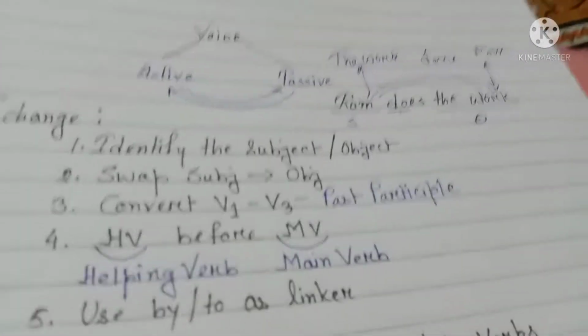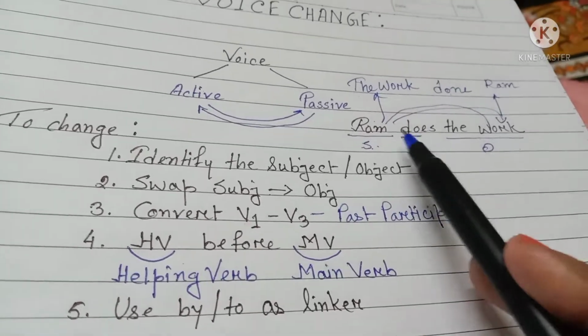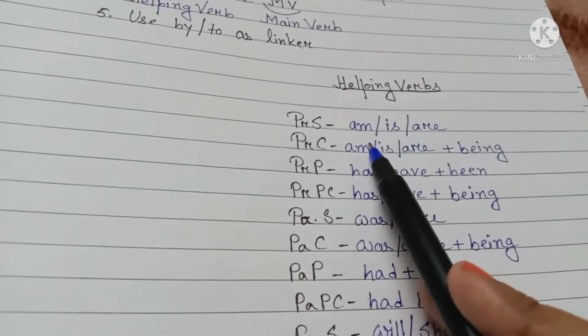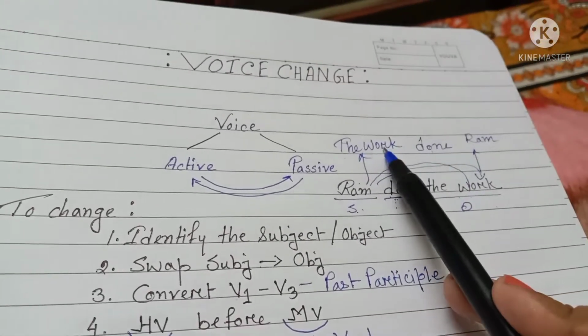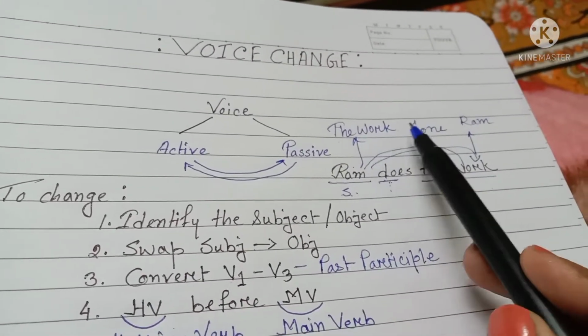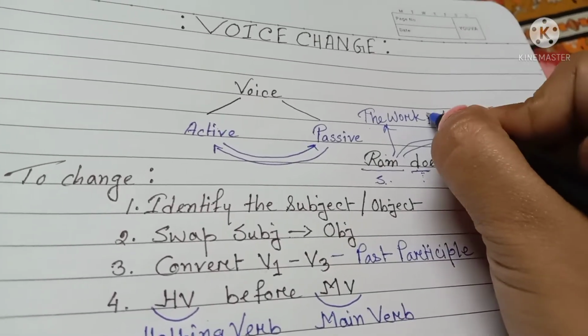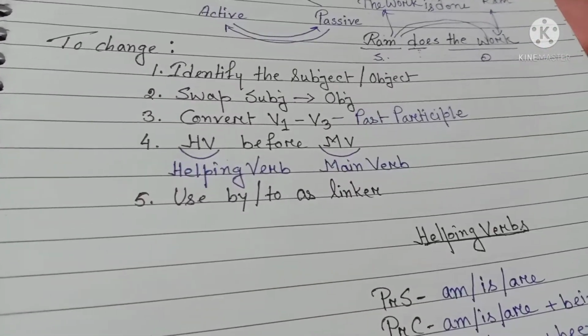Now let's see in which tense this particular sentence is. This sentence is in present simple tense. So for present simple tense we have to use am or is or are. So let's see. See, the work is third person singular number. So that's why we need to write down the helping word is. Okay. Then what do we do?